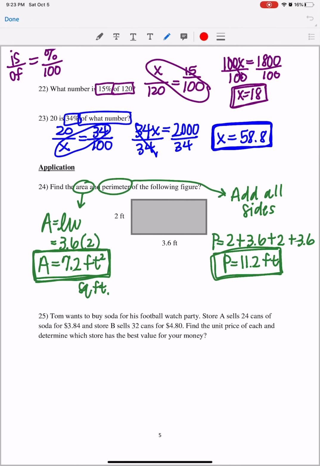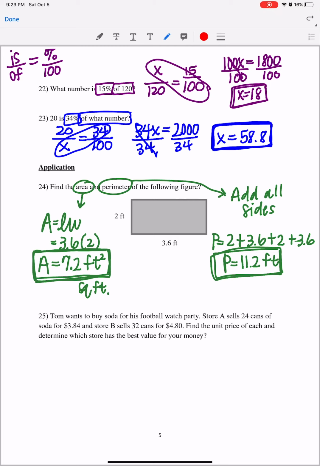All right, 25. Tom wants to buy soda for his football watch party. Store A sells 24 cans of soda for $3.84. Store B sells 32 cans for $4.80. Find the unit price of each and determine which store has the best value for your money.